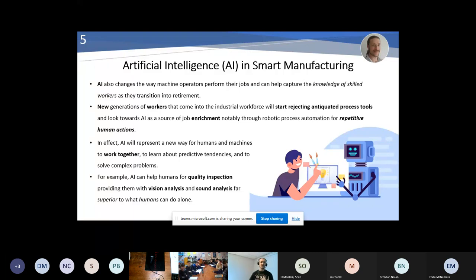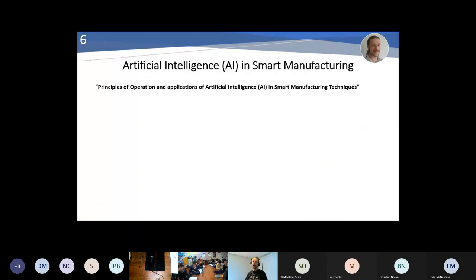So, that's what I was saying. Basically, as I said, I'm talking about the example here where AI can help humans with quality inspection and provide them with vision and sound analysis far superior to what humans can do. I was partly demonstrating that there, the fact that our computer systems can see things or notice things that humans simply can't. And for us, we can use AI systems to actually process that data, do something with it, and then figure out a good way forward.